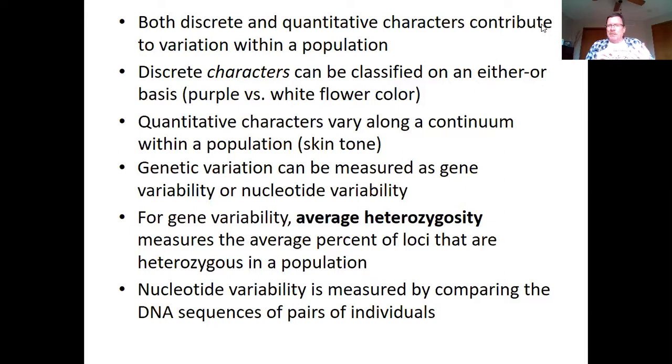Genetic variation can be measured as gene variability or nucleotide variability, and average heterozygosity is just the average number of individuals that are heterozygous in that population. And how do you check that variation? You compare DNA sequences.